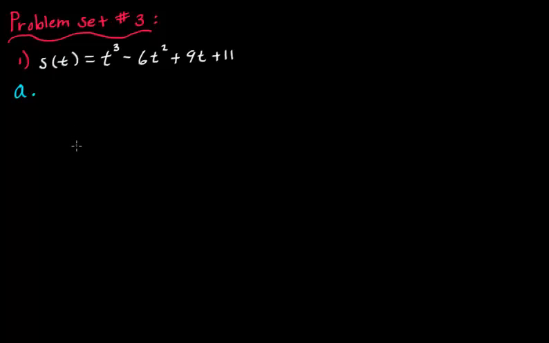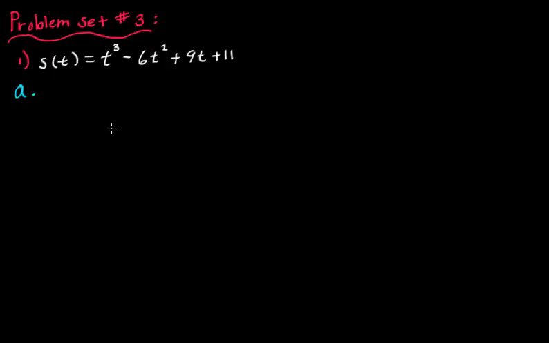The question reads, a particle moves along the x-axis so that at time t its position is given by s of t equals t cubed minus 6t squared plus 9t plus 11. And you probably noticed there's a couple things wrong with the one on the worksheet, so just note that it should be s of t and the minus 6t should be squared. So let's look at part A.